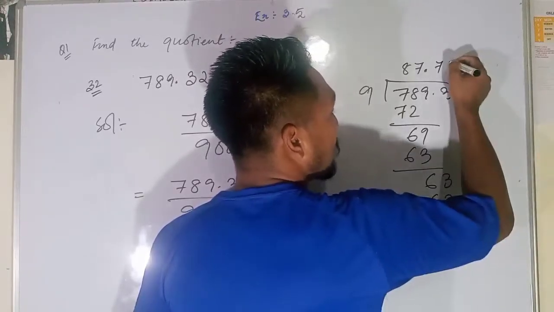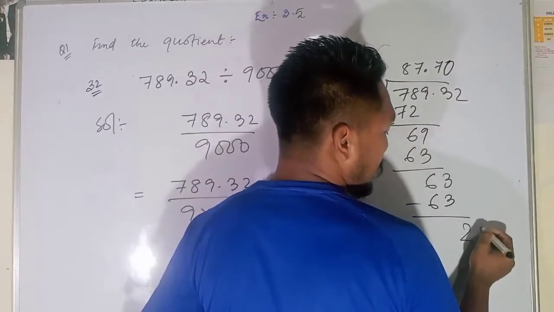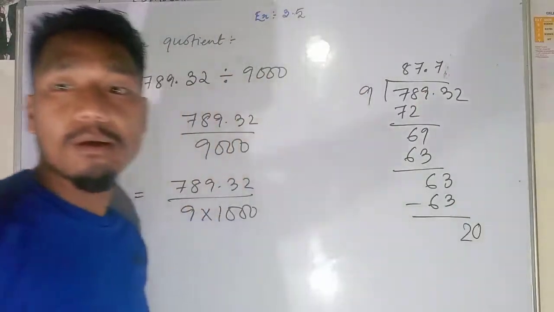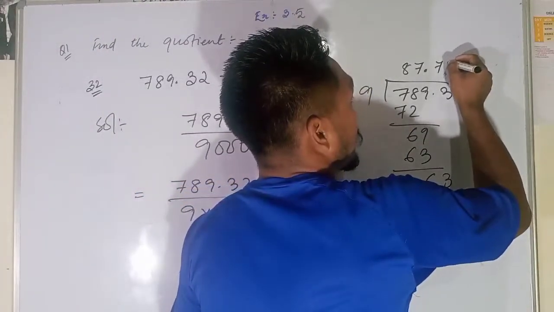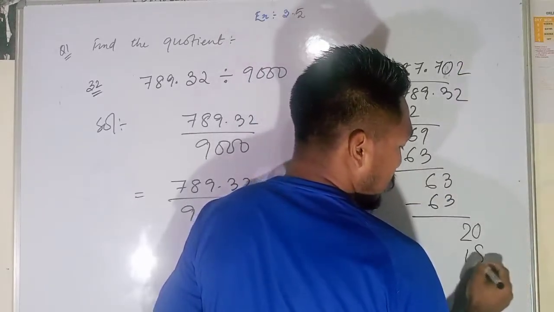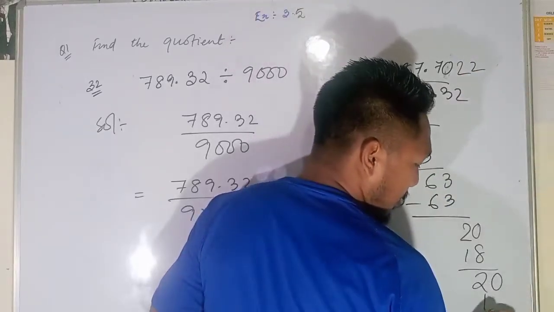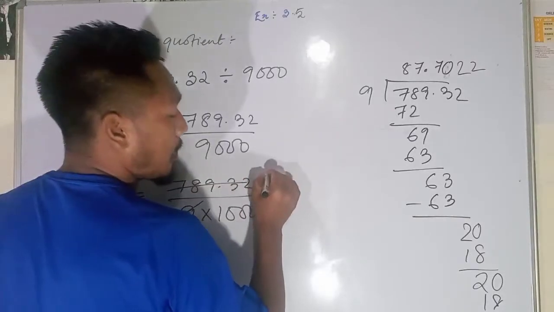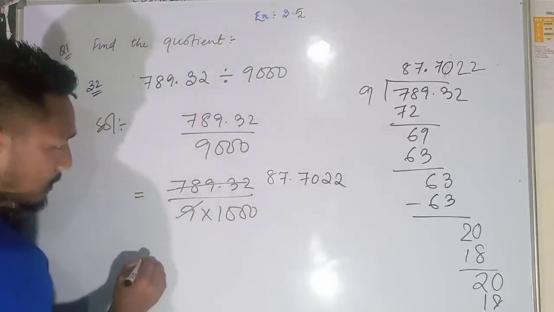So 2 we cannot divide by 9, so I'll put 0 here, so that one more 0 will come. If you divide this 2, in order to bring this 0, I have to put one more 0. 9 2s are 18, so it will become 2 again, one more 0 again, 9 2s are 18 again. Okay, so in this way it will keep on going. So if you divide this one, we will get nearly 87.7022 something.